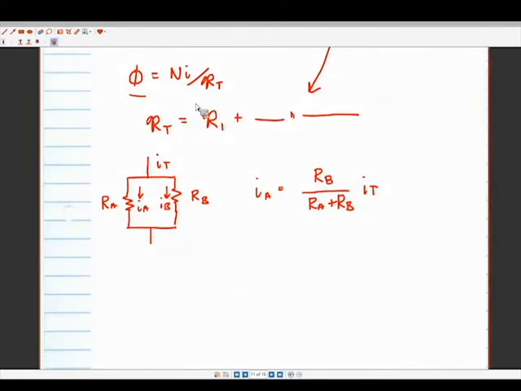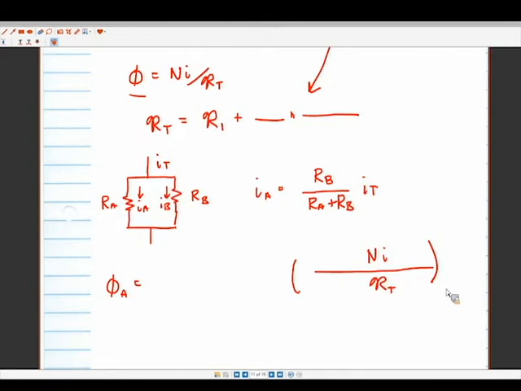But we can look at this and say, all right, if phi A, okay, so we have two things here. When we have total flux, right, that would be this whole right-hand term. So total flux is going to be Ni over, and I'll just do this as RT just to make my life easy. Right, so this would be total flux going through the whole system.